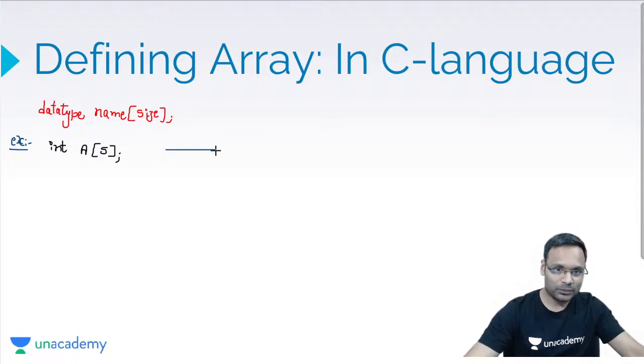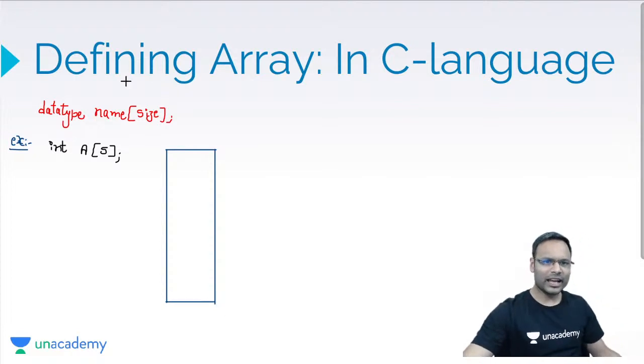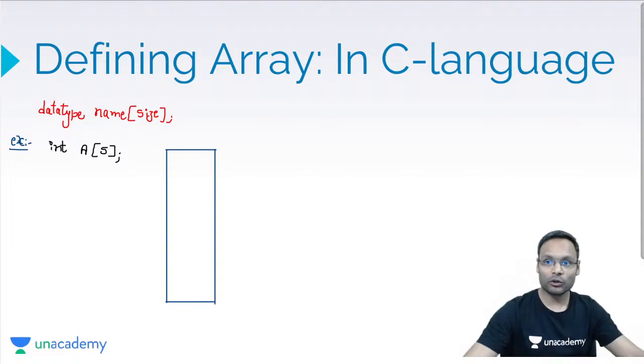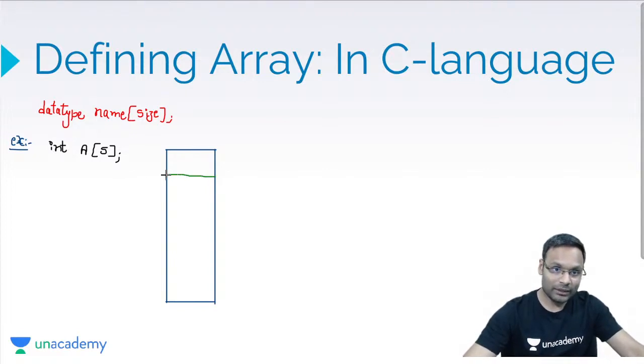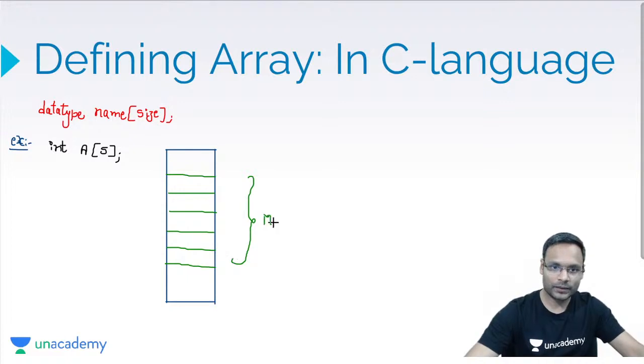Okay, let me take you into more detail of this. How exactly will this particular array be stored in the memory? This array will be stored in the memory on consecutive locations. So first of all, the first element will be stored, then the second one, then the third, then the fourth, then the fifth. The entire array will be stored on consecutive locations in the memory.